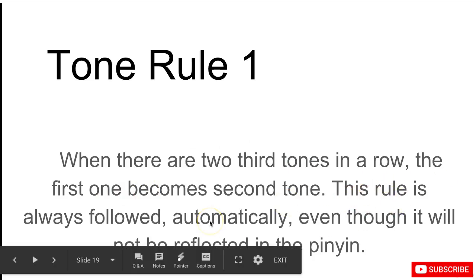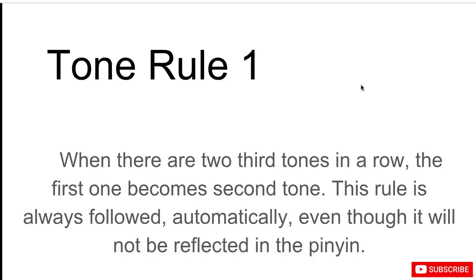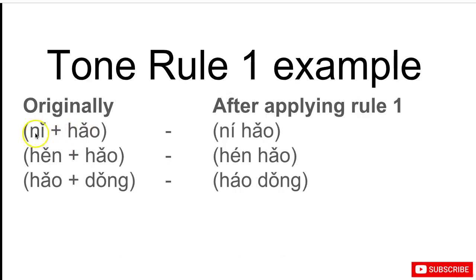So this rule is always followed automatically, even though it will not be reflected in the pinyin. So when writing the pinyin, you see, it will be written normally as third tone. Look at it, third tone, ni, hao. That is the way it is written, but in the pronunciation, the first third tone changes to the second tone, which is, you see, a rising tone. You see, rise and fall changes to rising. You understand? So let me try and pronounce this the way it is written now. Remember that the second tone is what? The third tone is really.